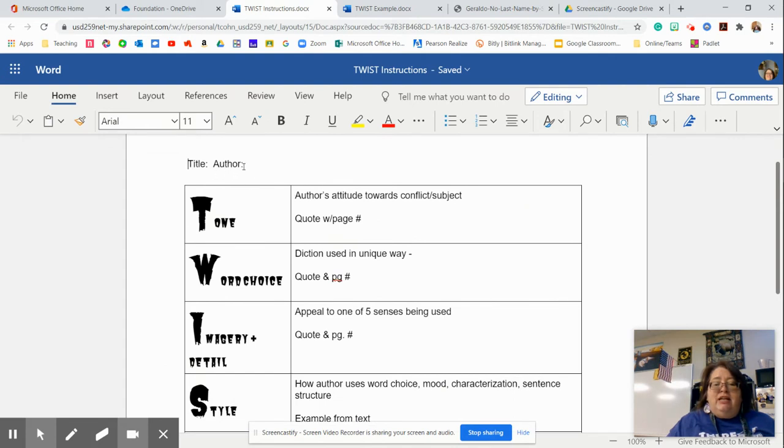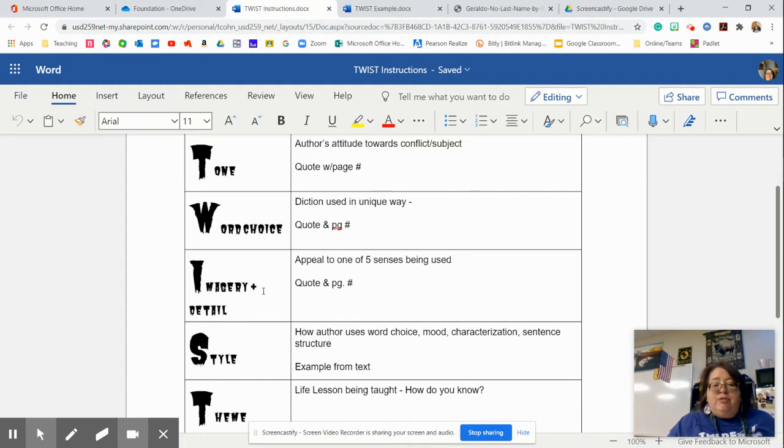Once again, we've got the title and the author. The tone is the author's attitude towards the conflict in the subject, and you want to identify the tone and give us a quote with the page number. And then the next one is word choice. It's diction, or words used in a unique way, with a quote and page number.